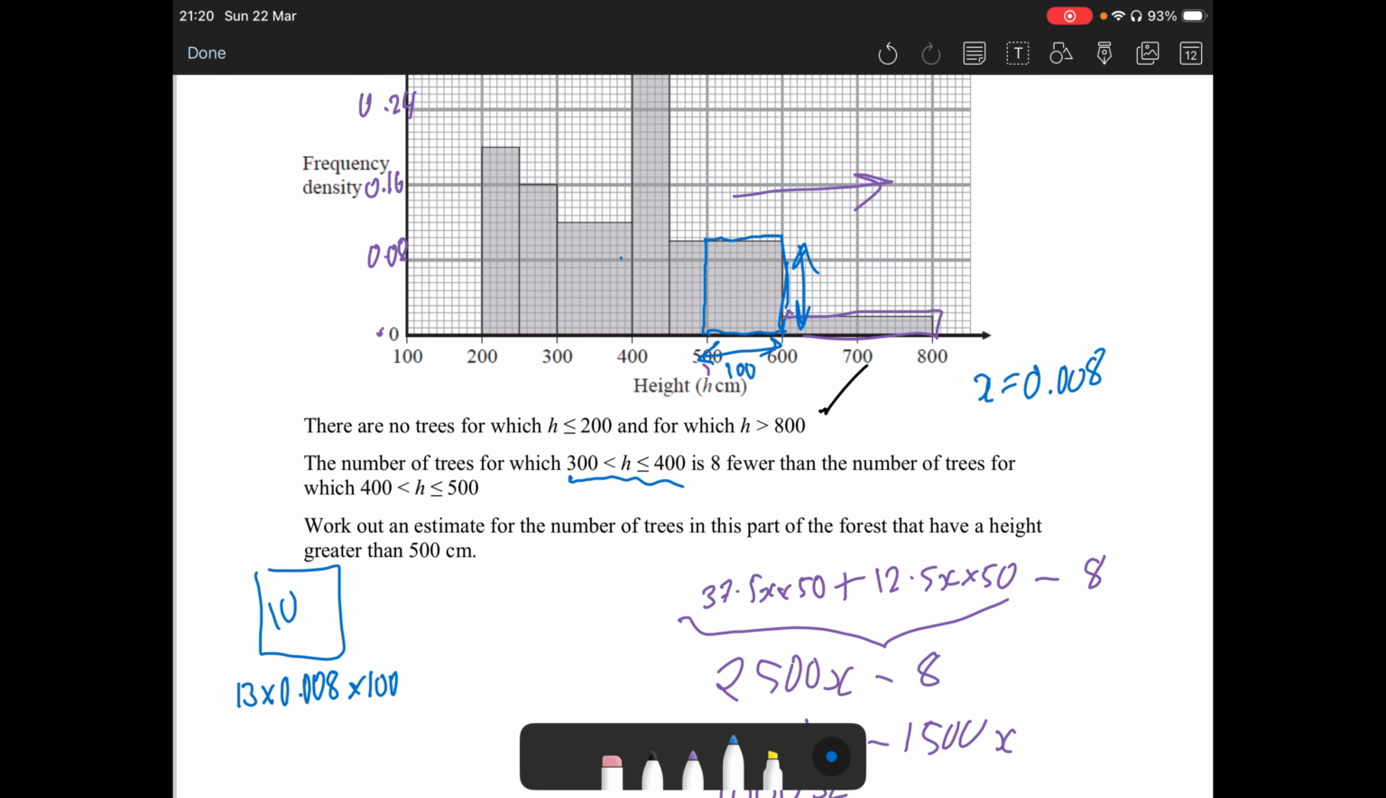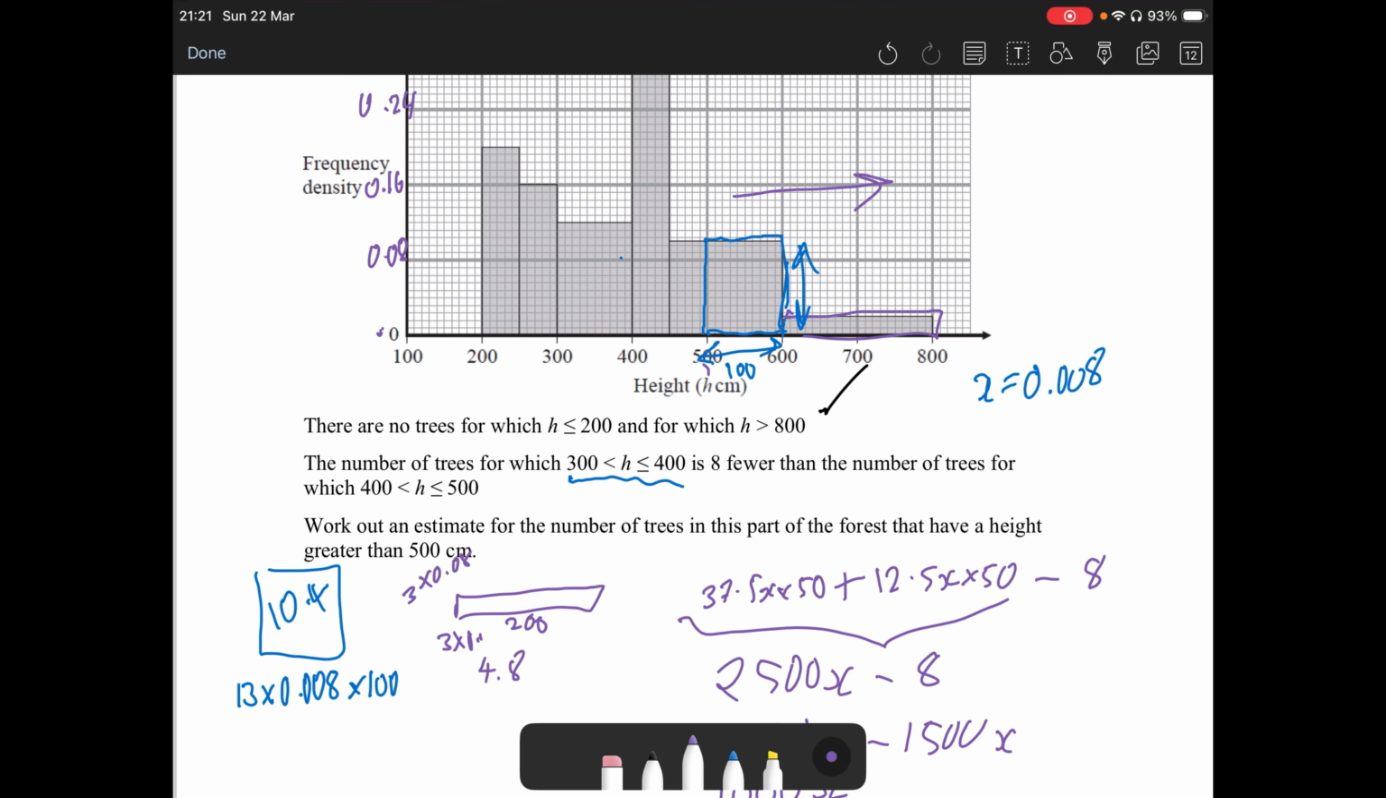Now I'm getting 10.4. It's an estimate, it doesn't have to be a whole number. And the purple one, again, the width is 200 here. And the height is 3 lots of 0.08, because of the scaling of my x-axis. So you've got 3 lots of 0.008 times 200, and you get 4.8. I will write my working down.